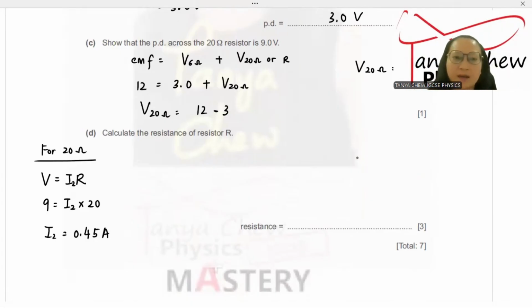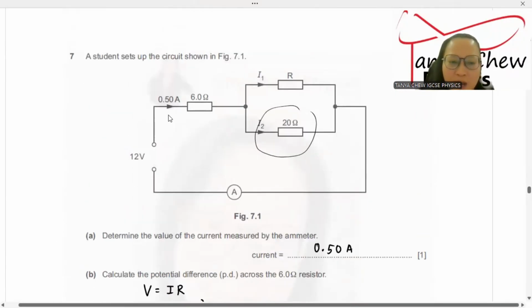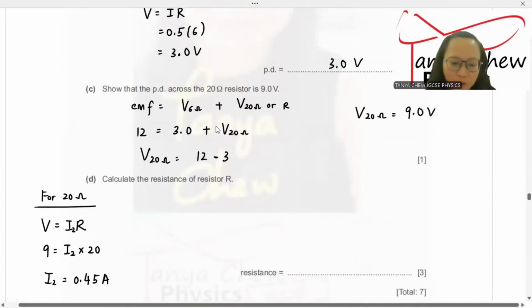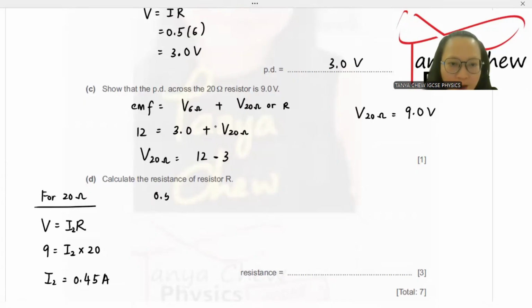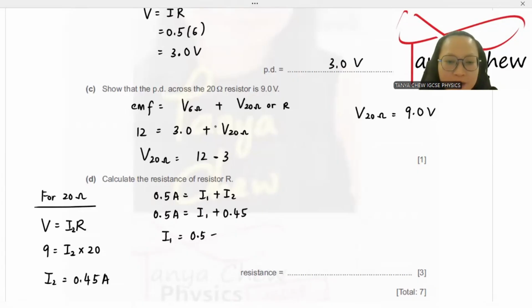And after that, you know that the total current coming out from the battery is equal to the current I1 plus current I2. So I write down 0.5 ampere is equal to I1 plus I2. I got my I2 value. 0.5 ampere is equal to I1 plus 0.45. So I can find the current that flows through R, which is 0.5 minus 0.45, which is equal to 0.05 ampere.